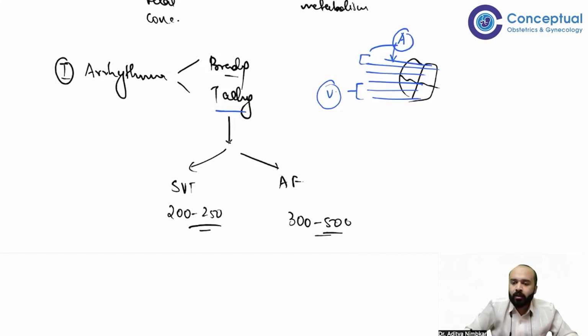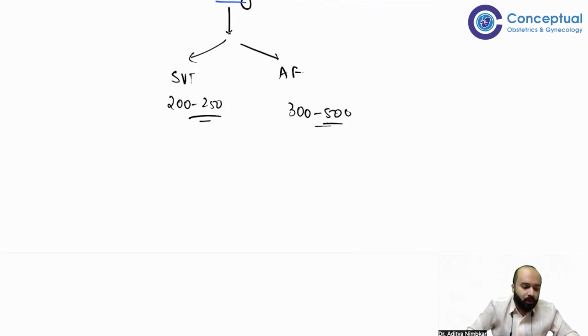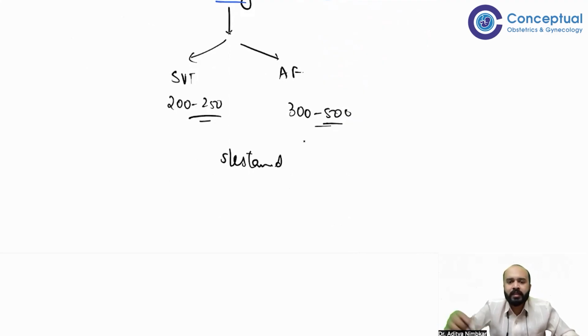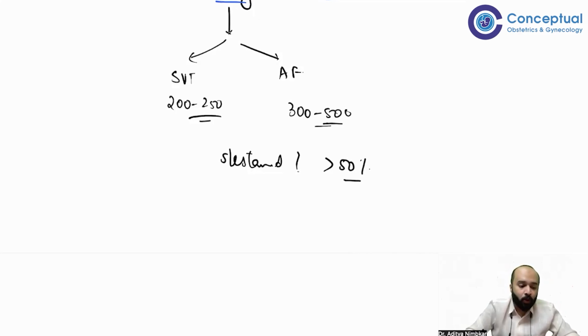So here, the rate has increased significantly. Now that the rate has increased significantly, I also have to check whether it is sustained. What do I mean by sustained? Is it just there for 1 second and not there for the next 10 seconds, or is it sustained? Sustained means for more than 50% of the time. So basically, in 1 minute, for more than 30 seconds I should be able to see that arrhythmia. If it is more than 50%, then we call it sustained.